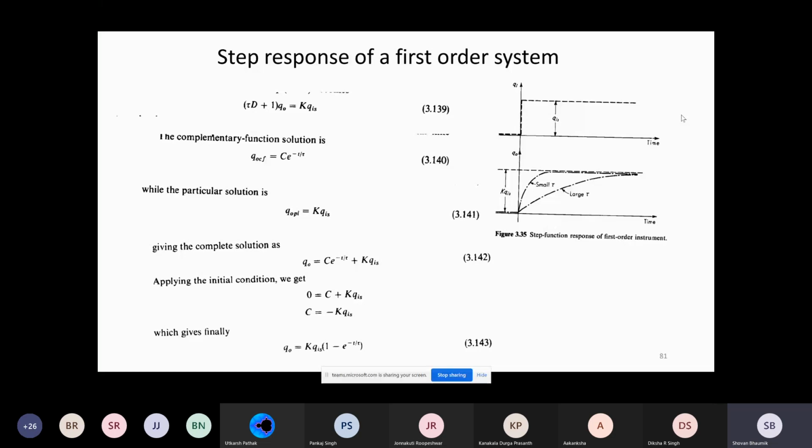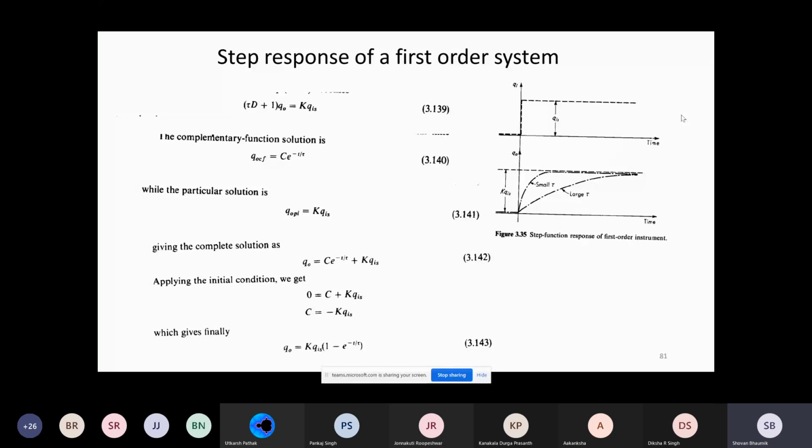So at time equals 0, the input becomes qis. When time is less than 0, the input is 0. Now our objective is to solve this differential equation 3.139 to know the output. There are many ways we can solve it. We can solve by means of Laplace transform or Laplace inverse. Qis is the step input, so it is 1 by s, and then multiplying, Q0 is K by s into (tau s plus 1), and then we take the Laplace inverse and we will know what the time response is.